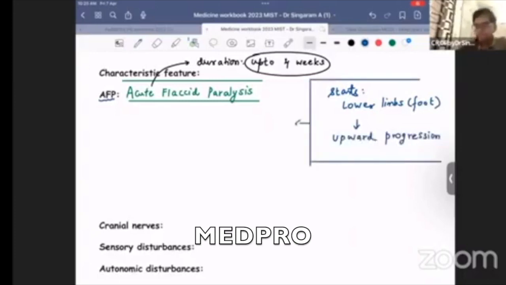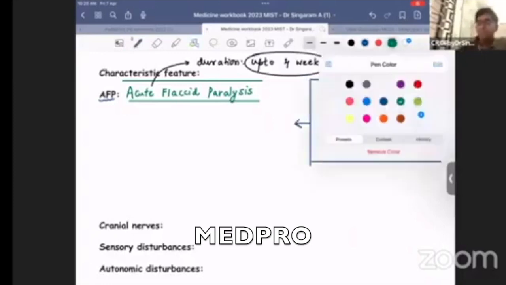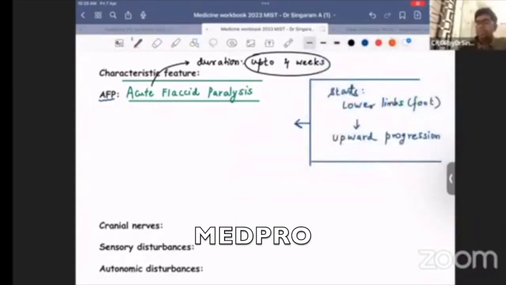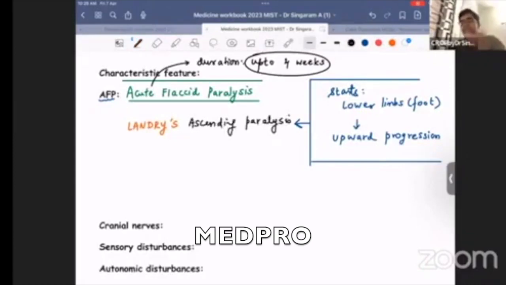This type of weakness is very characteristic. Do you know the name of this type of weakness? It's a very famous term. Upward means ascending or descending? It is ascending. So it's basically an ascending paralysis, and the name of this, after the person who described it, is Landry's ascending paralysis. Please make a note of this. It is a very important name. It starts from the lower part and then goes upwards.